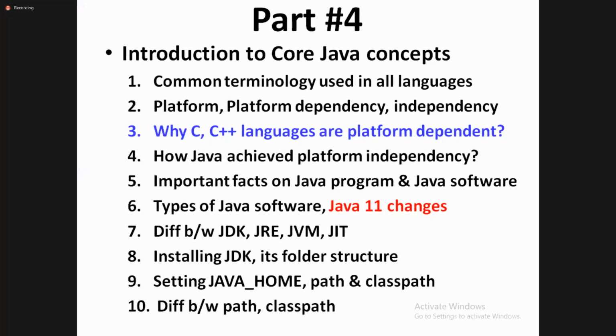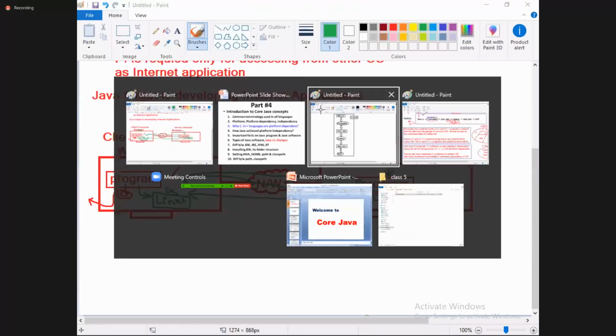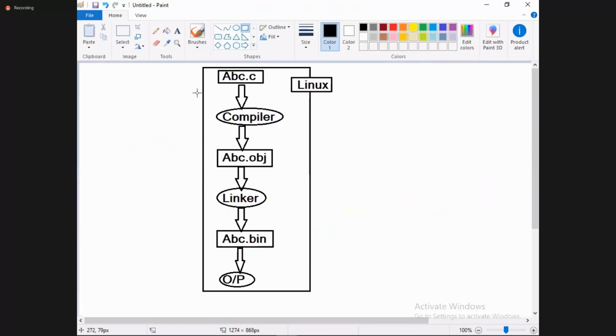No, because an internet application requires platform independence. Then you yourself have to find, invent or develop one new language to solve the C and C++ problem. Am I right? You yourself have to develop one new language. Now let us understand it.